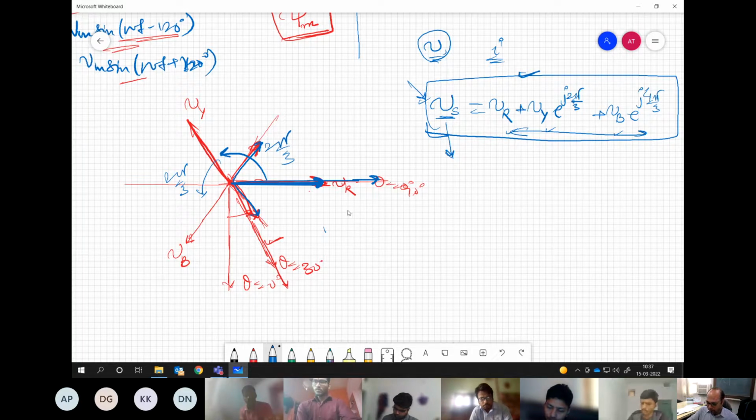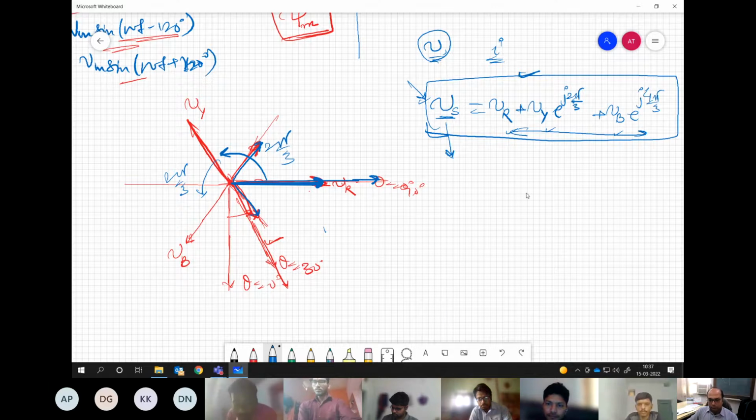Do you understand this point or is there confusion? Yes, sir. Clear, Ajay, or any confusion here? Yes, sir. Shambhunath? Yes, sir.